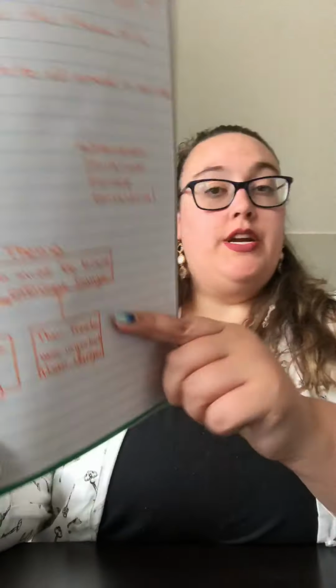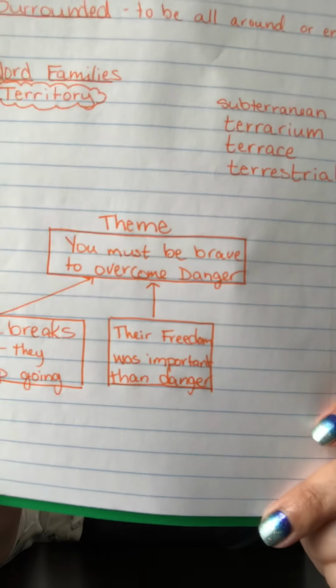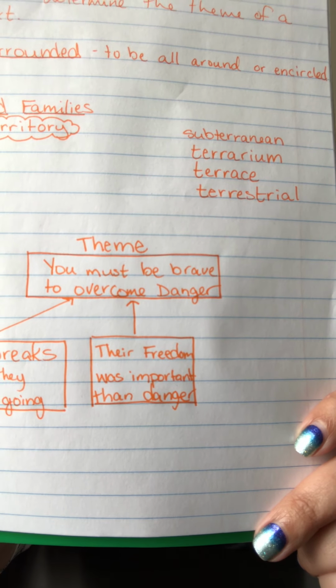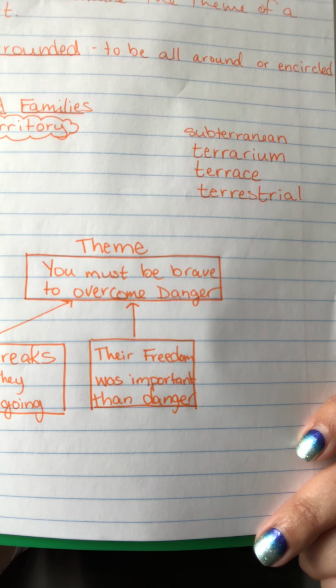And again, kind of right there, I said something else, that their goal was too important. And I'm going to say their freedom was more important than danger. Now that's not really a specific moment from the story, so I put it in the middle here. It's not a specific moment from the story, but it is something that continually happened. They were putting themselves in harm's way because freedom was so much more important to them.